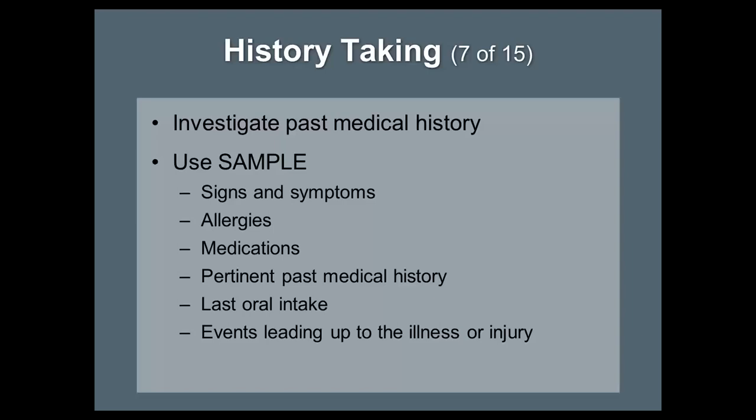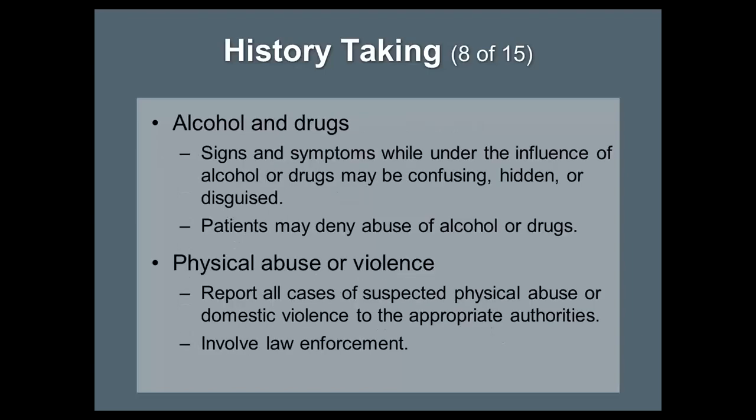Hit the wrong button. Alcohol and drugs. They can complicate things for a simple reason. Some of the symptoms or problems may be confused, disguised or hidden, not apparent. Maybe they're trying to hide some things. They may deny the use of it, which they often do.